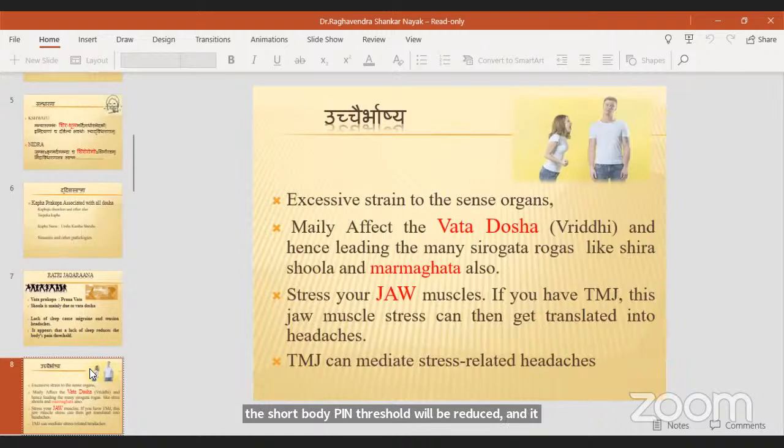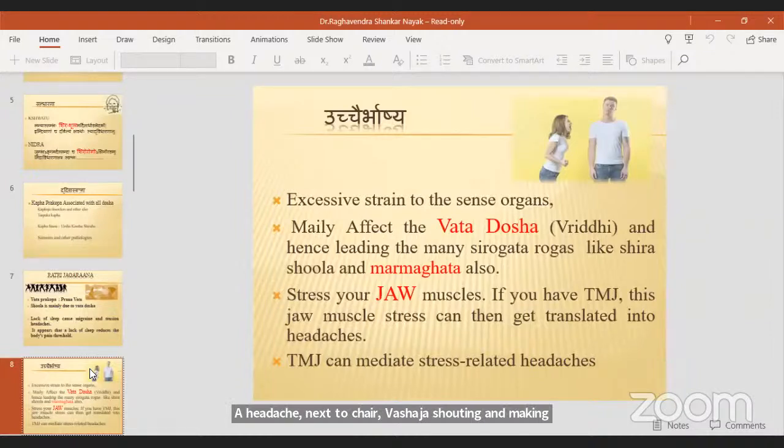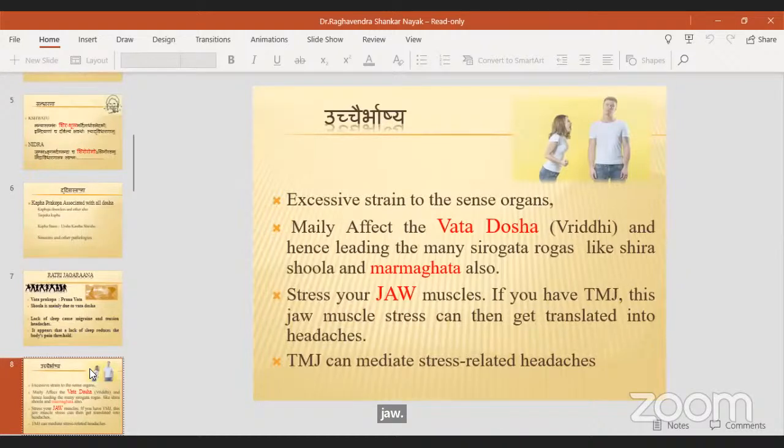Next, Uchair Bhashya. Uchair Bhashya is shouting and making noises, which also leads to Vata Prakopa, and hence it causes Shiroroga and Marmagata also. In contemporary science, we can correlate this with stress that strains the jaw muscles. If we have TMJ disorders, that is temporomandibular joint disorders, they can also cause headaches. Next slide.